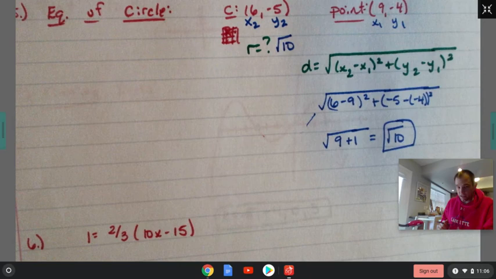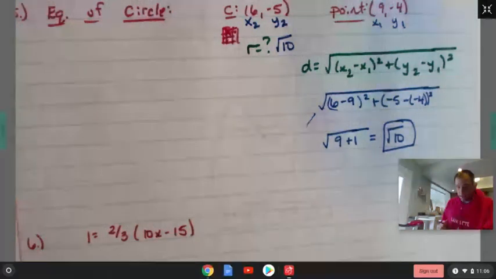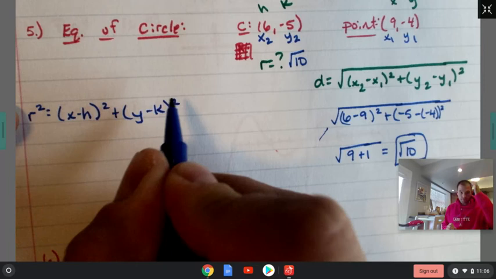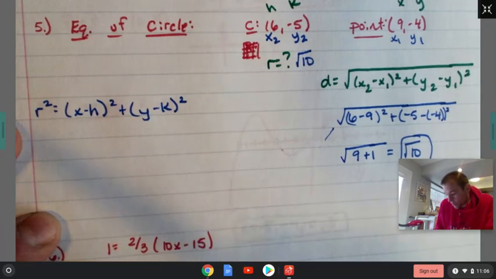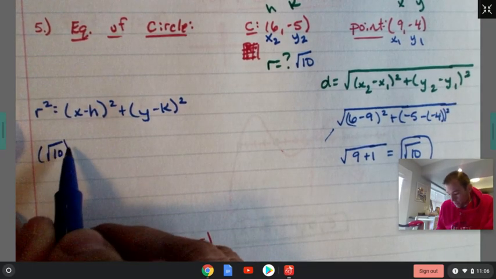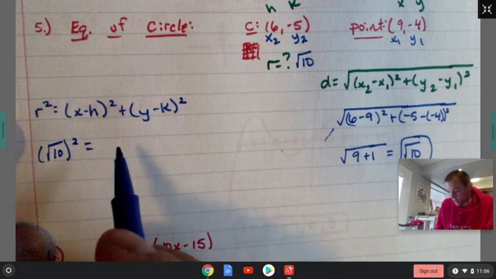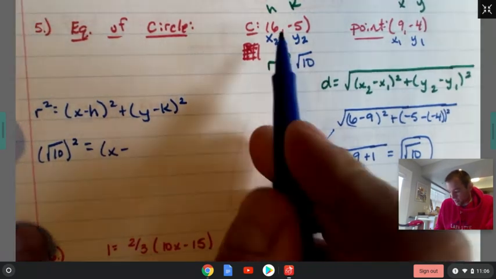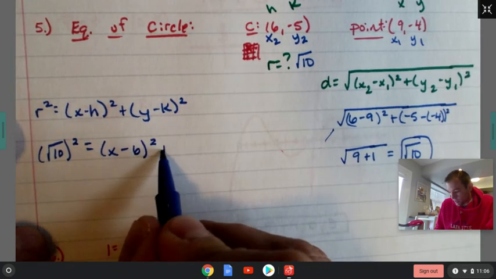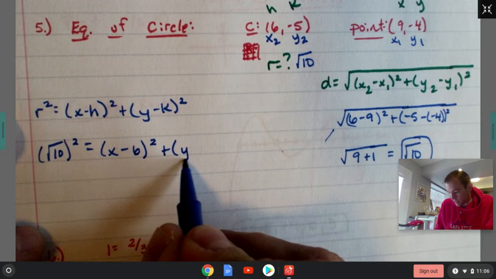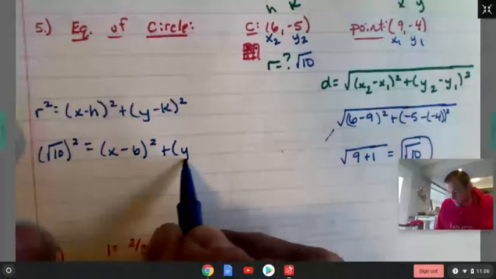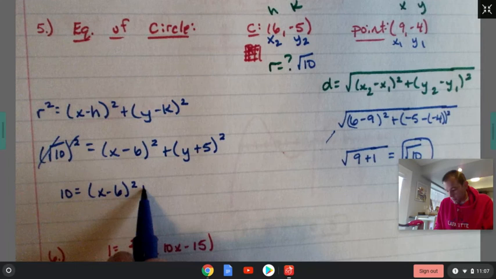So remember the equation of a circle? Now I just plug it in. If r squared is the square root of 10, so if I square the square root of 10, then I plug everything else in. X minus h is 6 squared plus y minus k. Since k is negative, it becomes positive. And the last step is that square root and that square cancel out. 10 equals this exact same thing. And we're done.